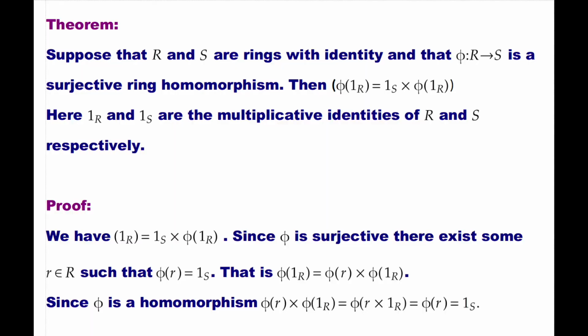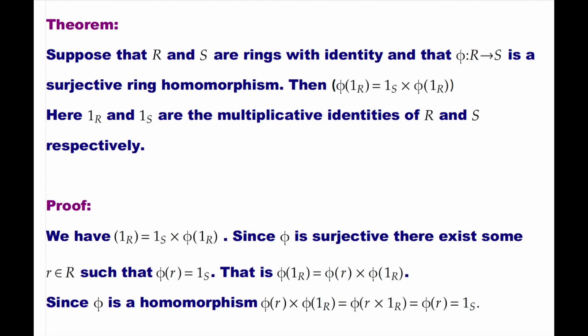Now, let us see some theorem based on ring homomorphism. The statement of the theorem is, suppose that R and S are rings with identity and that φ from R to S is a surjective ring homomorphism. Then φ(1_R) = 1_S. Here 1_R and 1_S are the multiplicative identities of R and S respectively.